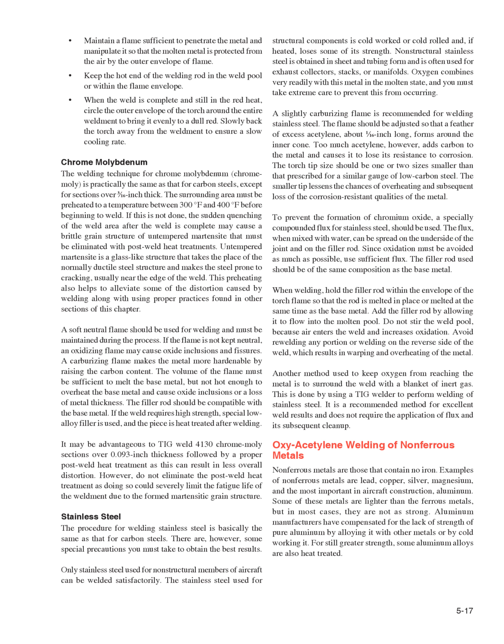Do not stir the weld pool, because air enters the weld and increases oxidation. Avoid rewelding any portion or welding on the reverse side of the weld, which results in warping and overheating of the metal. Another method used to keep oxygen from reaching the metal is to surround the weld with a blanket of inert gas. This is done by using a TIG welder to perform welding of stainless steel. It is a recommended method for excellent weld results and does not require the application of flux and its subsequent cleanup.